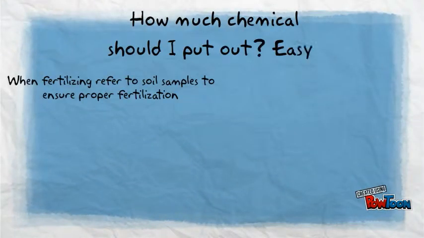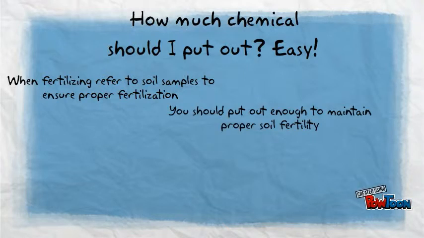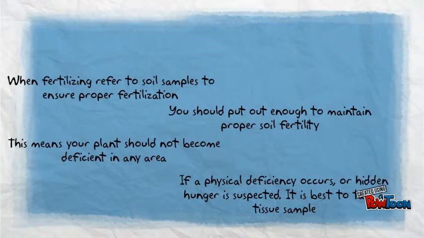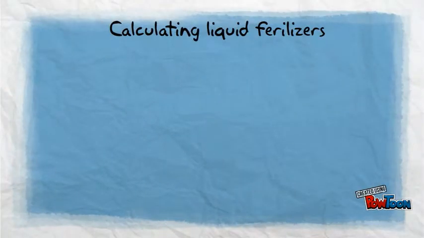How much chemical should I put out? It's pretty easy. When fertilizing, refer to soil samples, and then you want to put on to maintain proper soil fertility. This means your plant should not be deficient in any area, and if it is, or suspected hidden hunger, it's best to take a tissue sample.